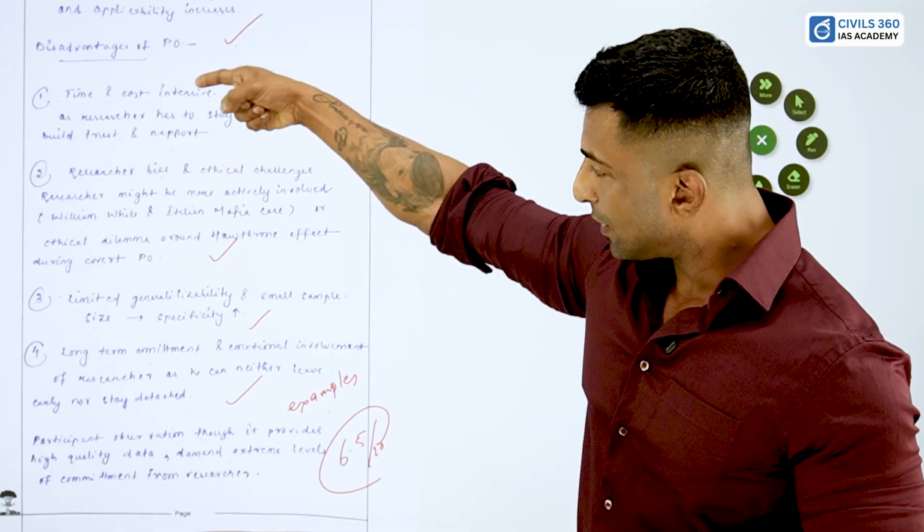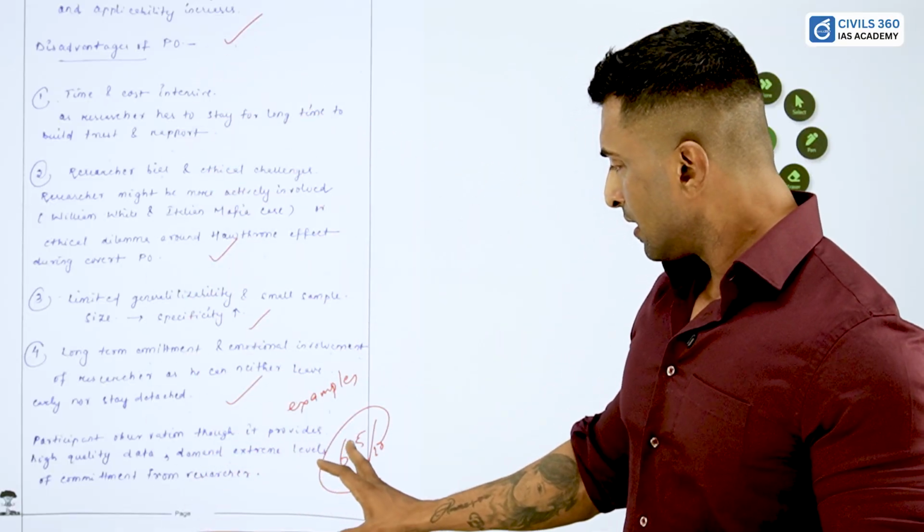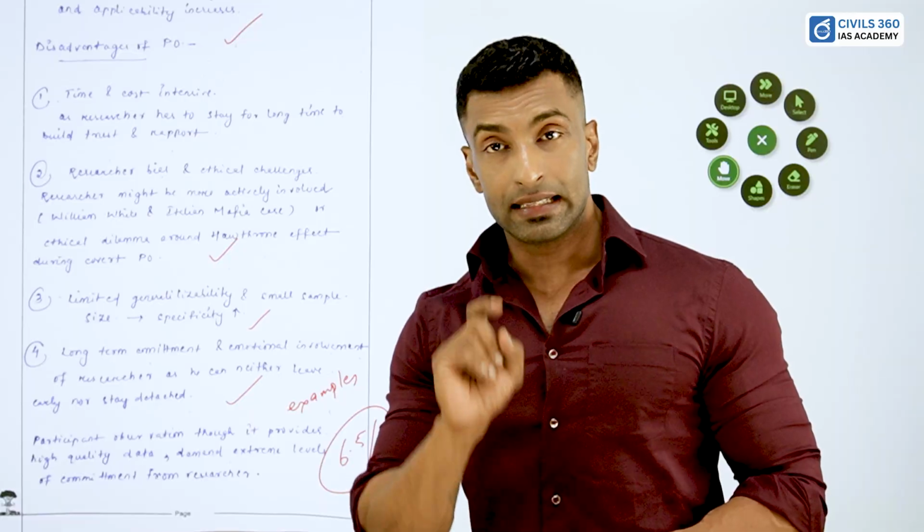So advantages, disadvantages, all these I've mentioned. 6.5, it's a decent mark, just that the example is missing.